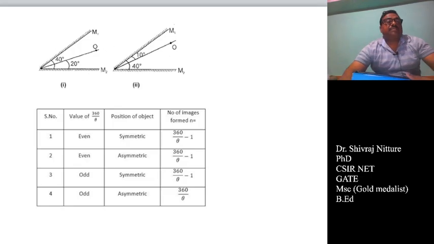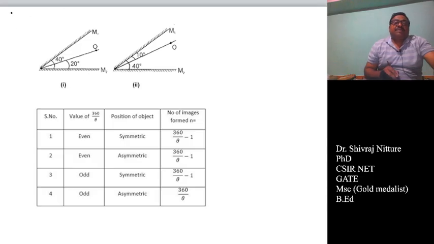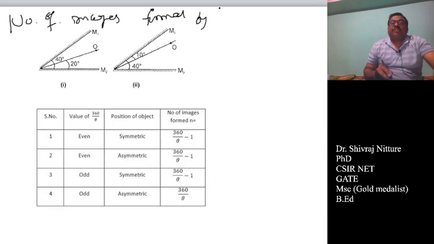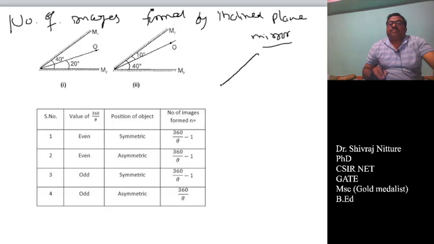This is a very important one. Come here. Actually, the name of the topic is number of images formed by inclined plane mirrors. If two plane mirrors are inclined by some angle, like this is one plane mirror, this is another plane mirror, and some angle theta is given between them, if some object is placed between them, the question they ask is, how many images are formed?